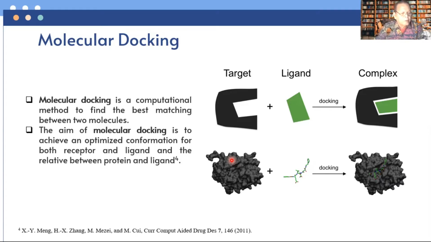So let's see this slide. This is a target, and this is a ligand, and this one is the complex. See this one also. Then we have this complex.